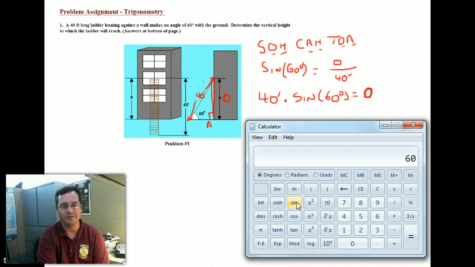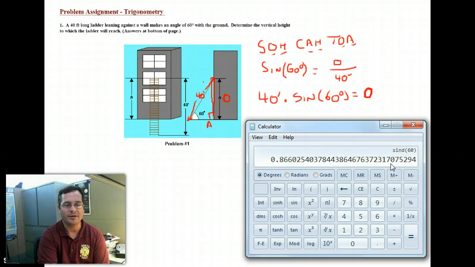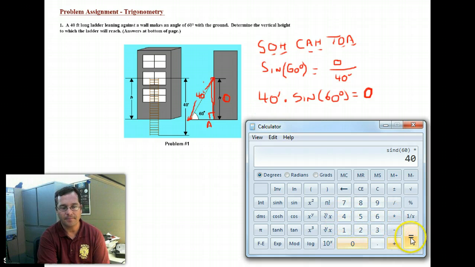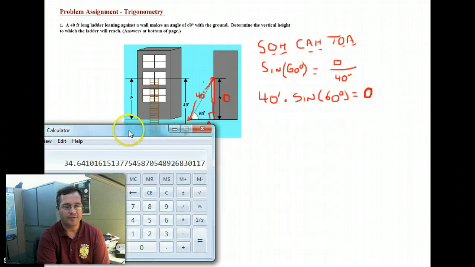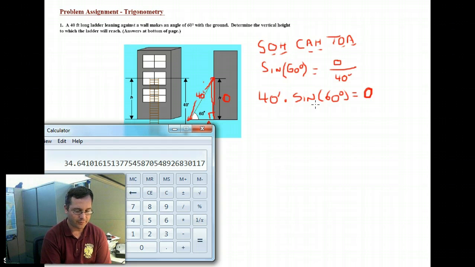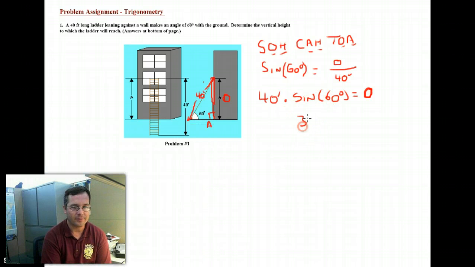So the sine of 60 degrees, I put in 60 and I click sine, and the calculator tells me that this is the sine of 60 degrees. So it's a lengthy repeating decimal. I'm just going to leave it on the calculator as it is. What am I multiplying sine of 60 by? I'm multiplying it by 40 feet. So if I just simply say times 40, what we find is that 40 feet times the sine of 60 degrees is about 34.5 feet. Okay, so let's say 34.6 feet equals the side opposite.